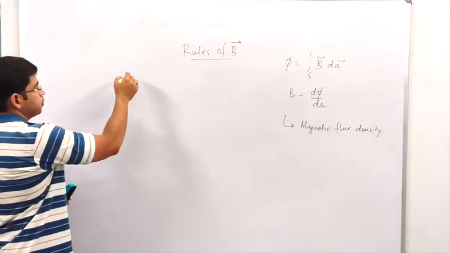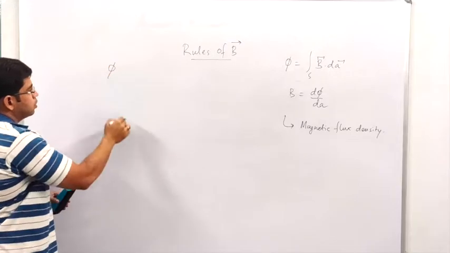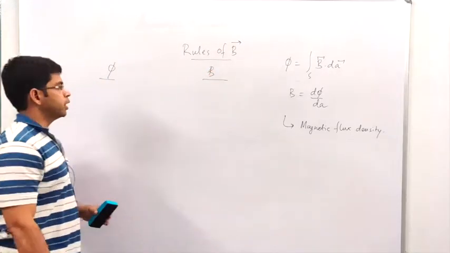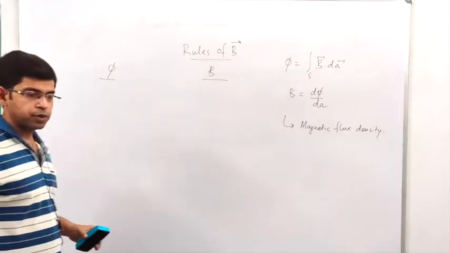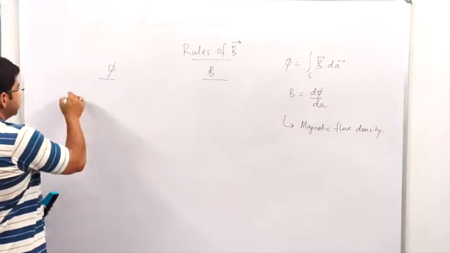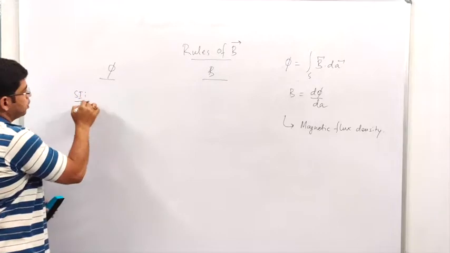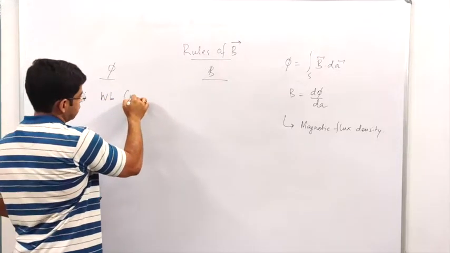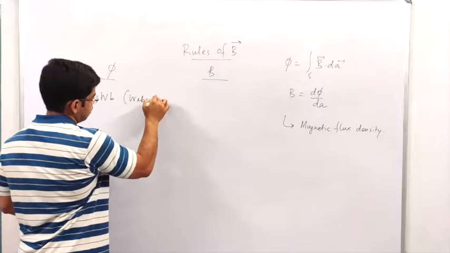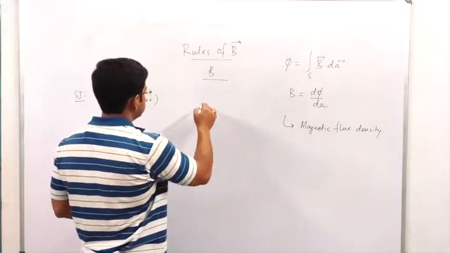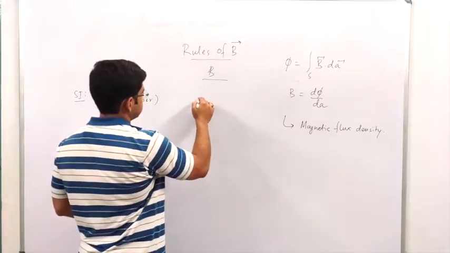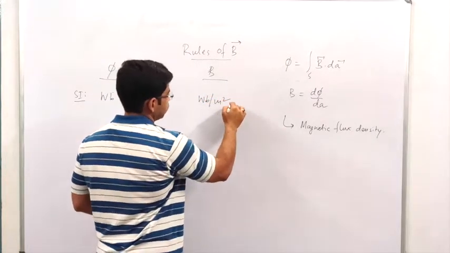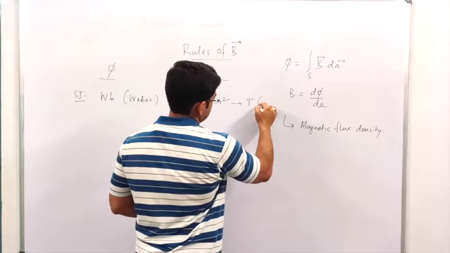Now let us define the units of the magnetic flux phi and the field B. In the SI system, the unit of flux is called Weber. The unit of field B is thus called Weber per meter square, which is also called Tesla.